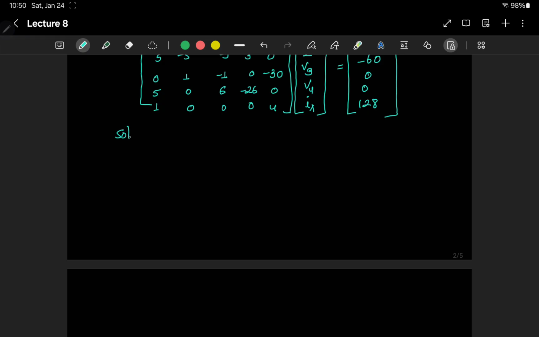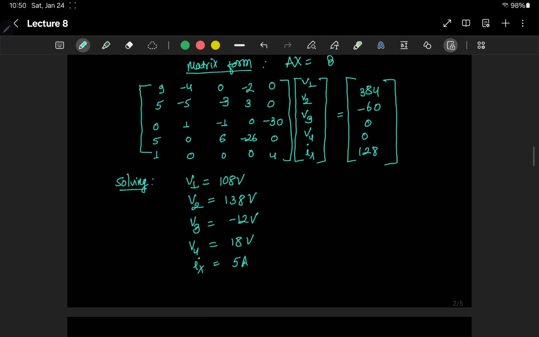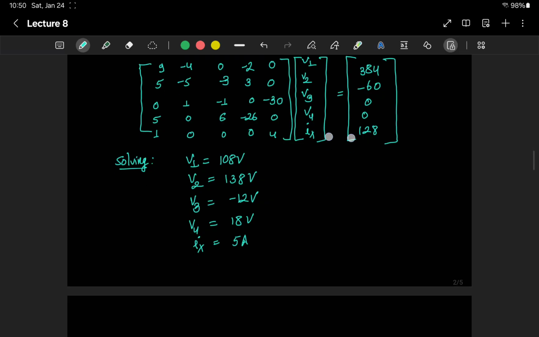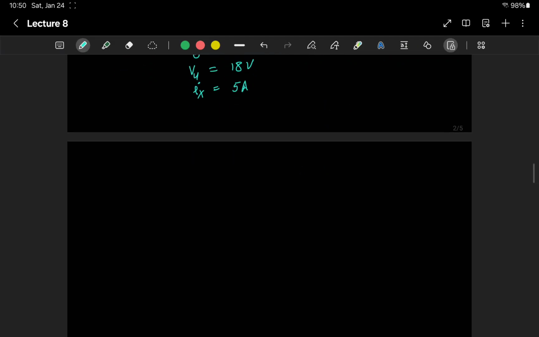So solving, it will resolve into v1 is equals to 108 volts, v2 is equals to 138 volts, v3 is equals to minus 12 volts, v4 is equals to 18 volts. Finally, ix is equals to 5 ampere. So try to solve this. If your calculator doesn't have this capacity, please apply Cramer's rule and solve this. Do it yourself. Now the question was power across the 4 ampere resistor.